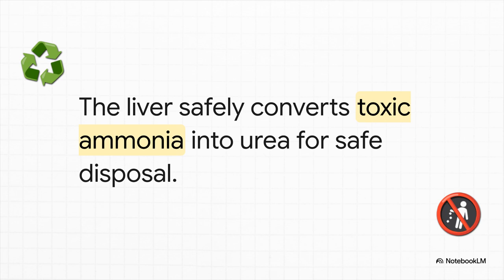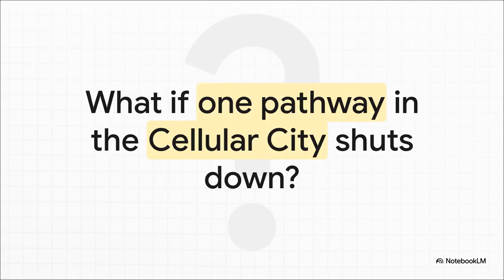Here, the liver steps in as the ultimate recycling center. Through a process called the urea cycle, which spans across both mitochondria and the cytoplasm, hepatocytes safely convert that toxic ammonia into urea. The urea then safely travels through the blood to the kidneys, where it is expelled from the body. And this brings us to a final, rather provocative thought.